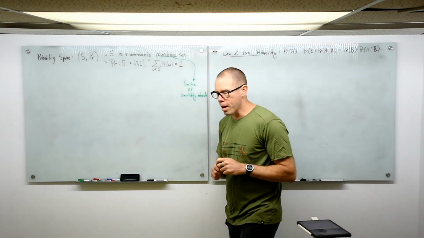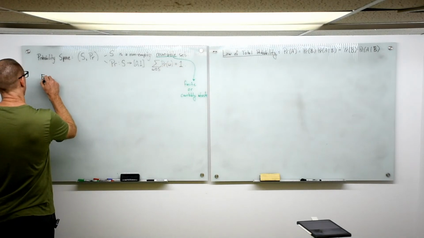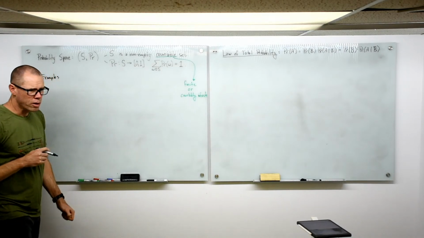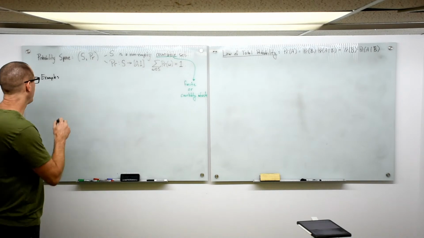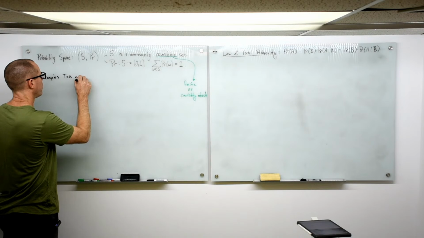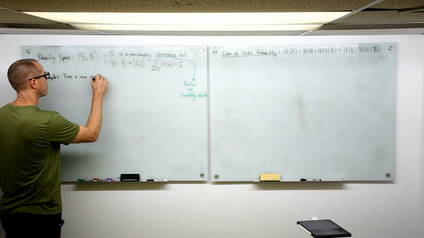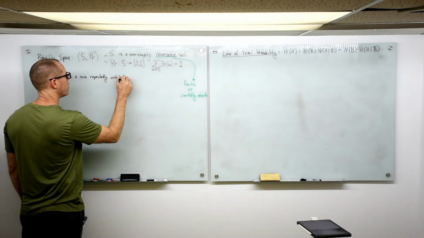So let's look at an example. Really simple example, and if you've taken the data structures course with me or someone else, you run across this already, which is you toss a coin repeatedly until the first time it comes up heads.